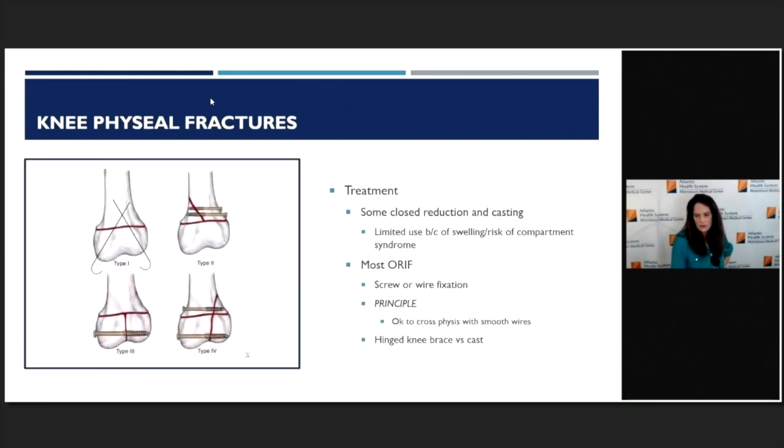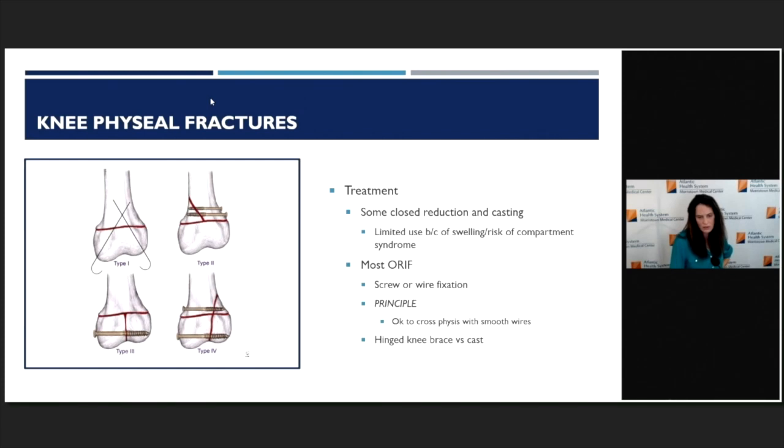And for the treatment of these, most of the time these need surgery, really because putting them into a cast acutely can be dangerous because of the risk of compartment syndrome. So most of the time we need to put some type of metal augmentation in there so that we don't have to put like a tight cast on that's going to hold it in place.